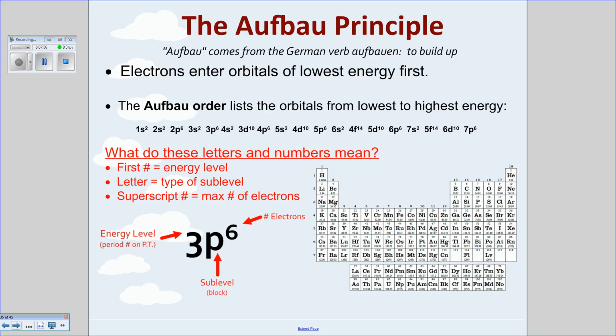So the electrons must enter the orbitals of the lowest energy level first. Remember we talked about there's 1, 2, 3, 4, 5, 6, and so on. I can't just decide to take an electron and stick it at energy level 5. If I've got space available in energy level 1, I have to start there. Then if I've got space available in energy level 2, I have to start there. You can't just skip. And the Aufbau order lists the orbitals from lowest to highest energy.